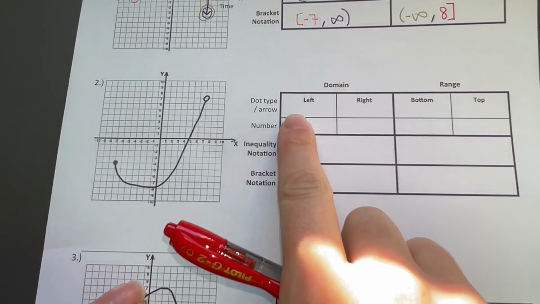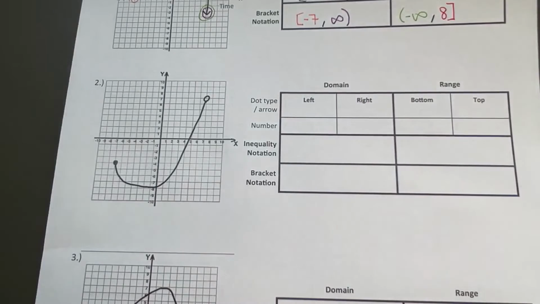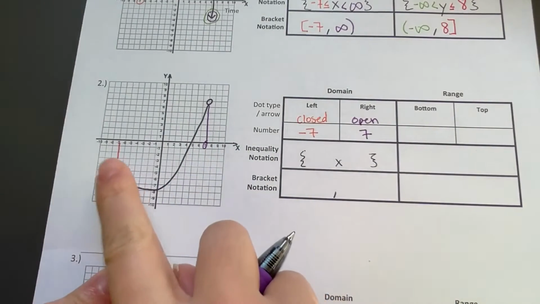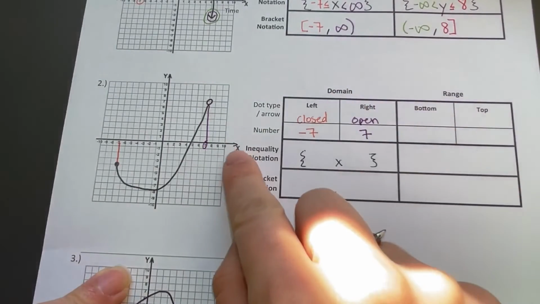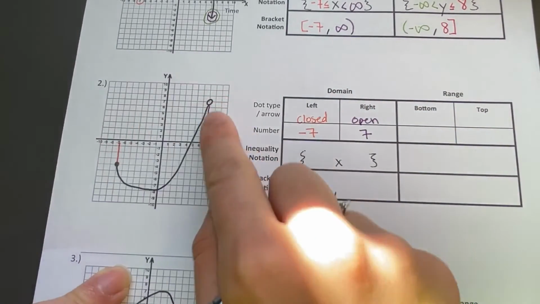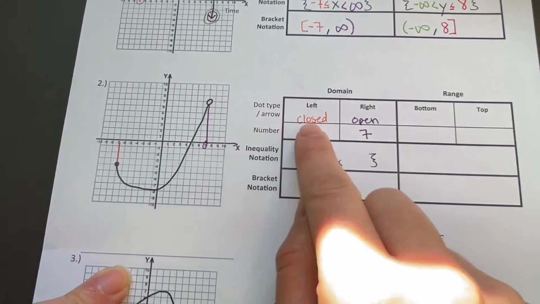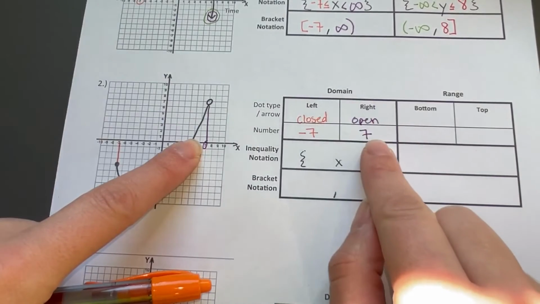Let's figure out what's happening on the left side of the graph and then on the right side of the graph. Okay, so in this graph on the left side, looking at my x-axis, because remember, domain is all about the x-axis, we have a -7. And then on the right side, we have a +7. But we have a closed dot at the -7. And then at the +7, we have an open dot.